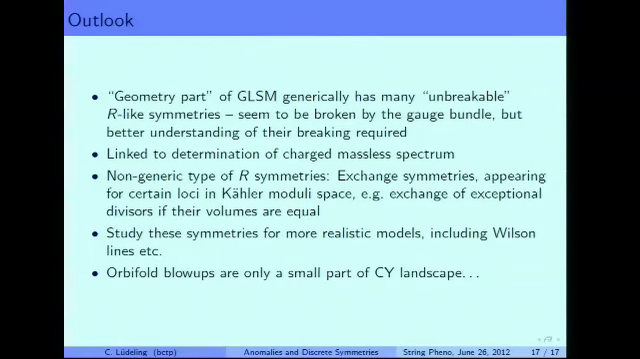This is also related to the massless four-dimensional spectrum, which is not well enough understood for the compact case. I guess for the non-compact case, it's more or less known, but for the compact case, it's not. And then we see some particular type of R symmetries, which are these exchange symmetries, which only appear at certain loci of the Kähler moduli space.